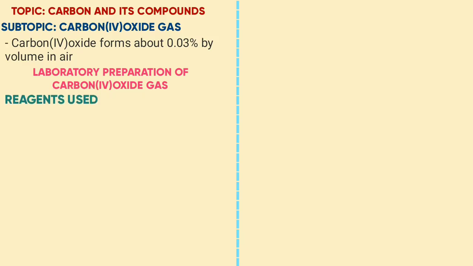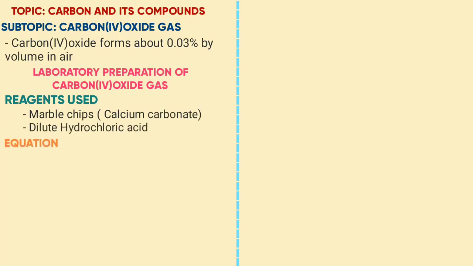Reagents used: marble chips, also called calcium carbonate, and dilute hydrochloric acid. Equation for the reaction is calcium carbonate solid plus hydrochloric acid gives you calcium chloride plus carbon dioxide CO2 plus water liquid. To balance the equation, place 2 where there is hydrochloric acid.